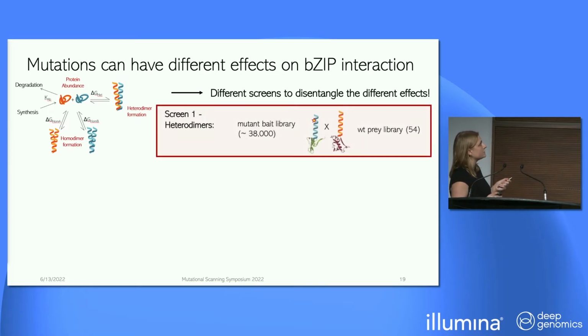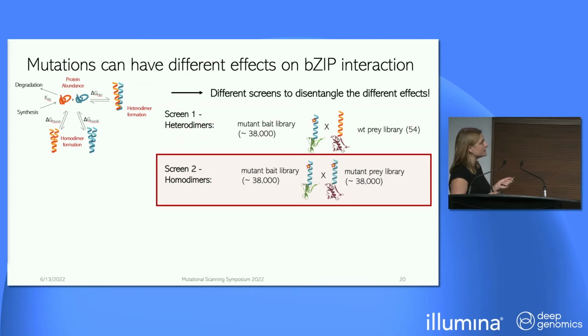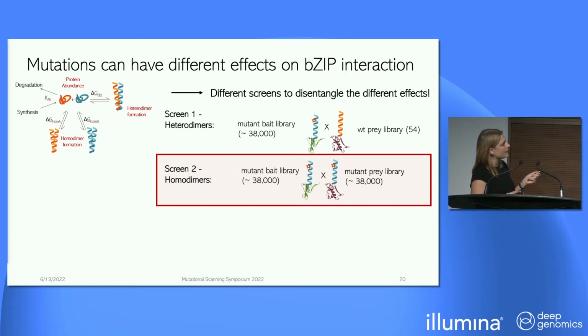In our case, we did the heterodimer screen that I mentioned with our mutants that we have as a bait library, and we pair it with the 54 wild types as prey. Secondly, we did a homodimer screen where, for each mutant in the bait library, we combine it with itself on the prey side.